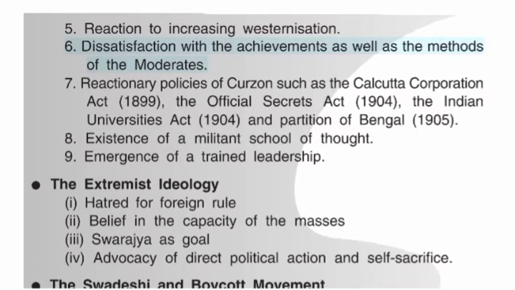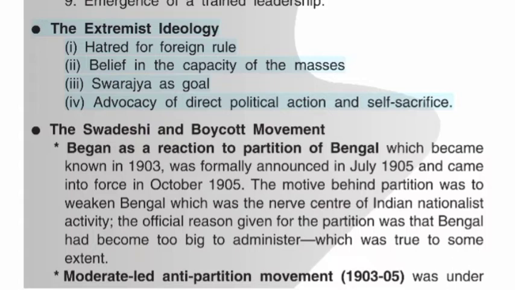7. Reactionary policies of Curzon, such as the Calcutta Corporation Act 1899, the Official Secrets Act 1904, the Indian Universities Act 1904, and Partition of Bengal 1905. 8. Existence of a militant school of thought. 9. Emergence of a trained leadership. The extremist ideology: hatred for foreign rule, belief in the capacity of the masses, Swarajya as goal, and advocacy of direct political action and self-sacrifice.